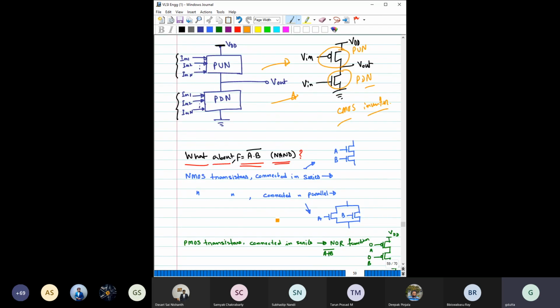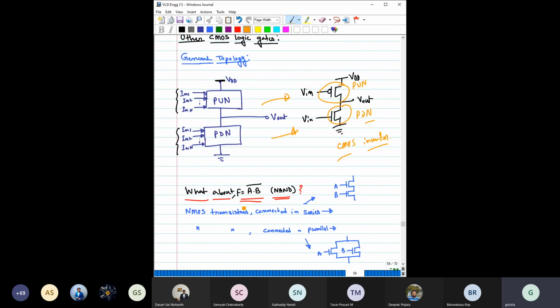For example, what about this NAND gate? So before discussing how you can design the NAND gate, let us discuss what will happen. Obviously, you can see from here, this is the NAND gate, a two input NAND gate, right?